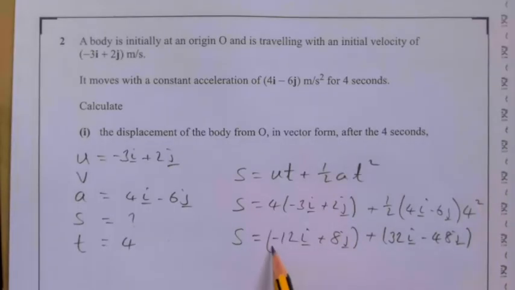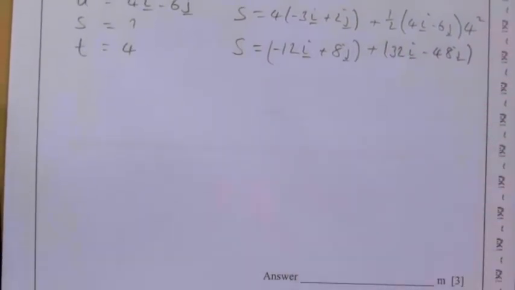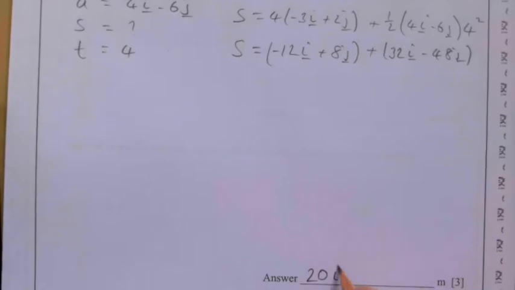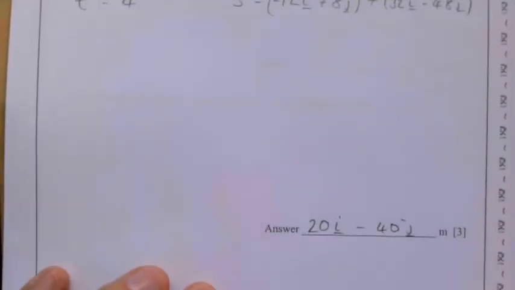Joining together the i terms then, so minus 12 plus a 32 is of course then going to be 20. And then 8 minus 48 is then minus 40j. Sorry, you can't see that at the bottom. 20i minus 40j.